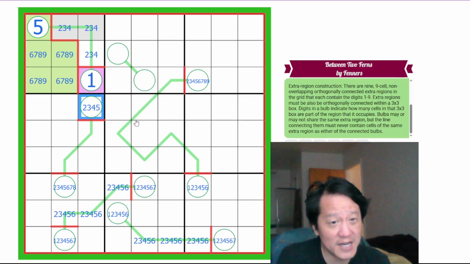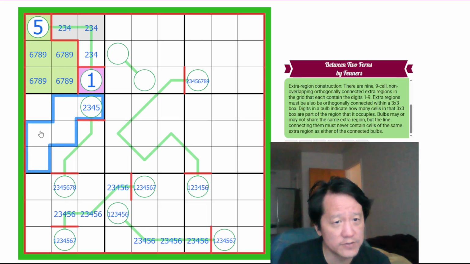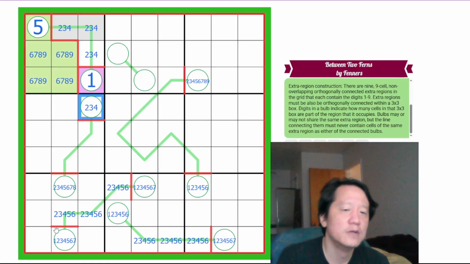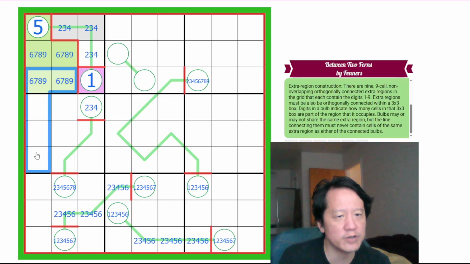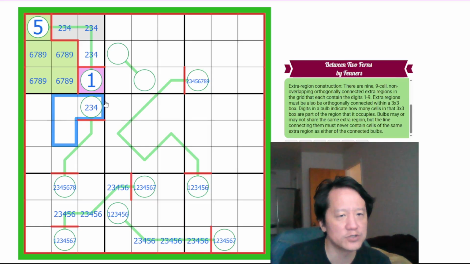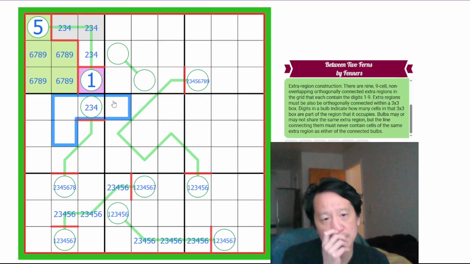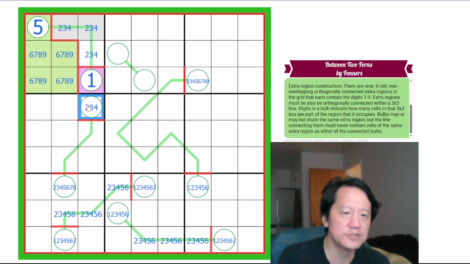Can it be 5? I don't think so either, right? If it's 5, then this green region isn't fully part of that. It could be 4, it could be 3, it could be 2. So 2, it could be just these 2 and then exit out. And then the green could be good there. 4, it would have to be part of the green region. And 3 could be part of the green region or just an extra and then go out there. That's possible. So this is 2, 3, or 4.